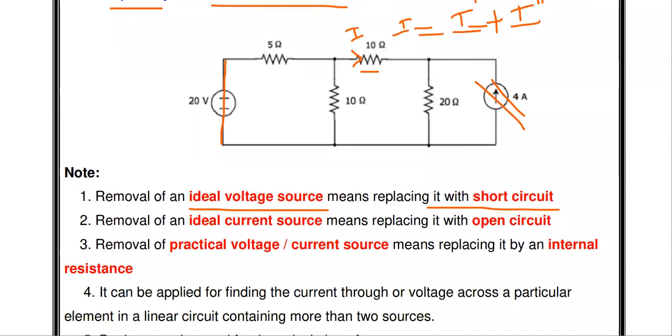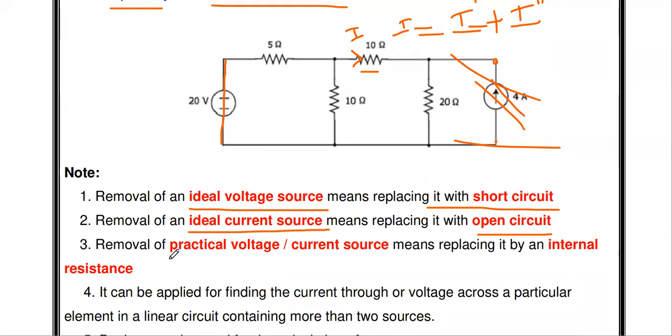While deactivating the voltage source, you remove that voltage source and place a short circuit. And the removal of an ideal current source means replacing it with an open circuit. If you are removing this current source, you just open circuit this branch, so it is entirely discarded.